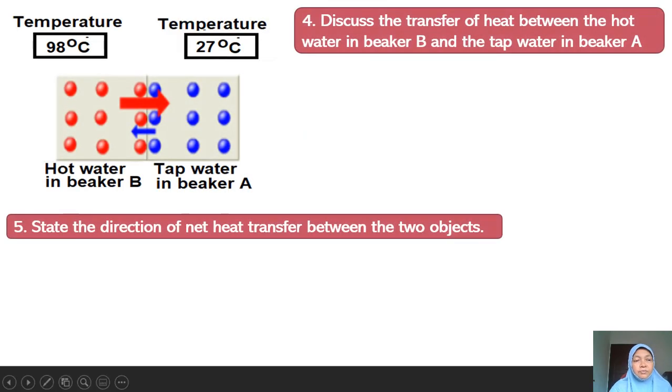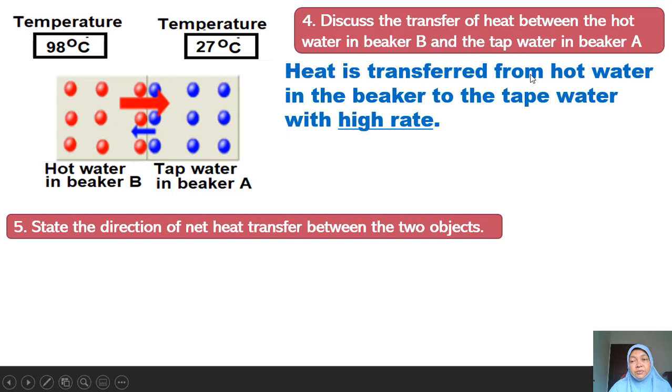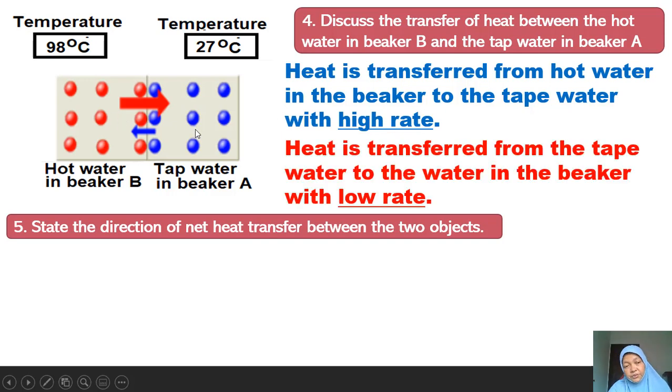Alright, so we have this diagram: hot water in beaker B, in red color, and tap water in beaker A. Describe the transfer of heat between them. Heat is transferred from the hot water in the beaker to the tap water at a high rate. So most of the heat is transferred from beaker B to beaker A.